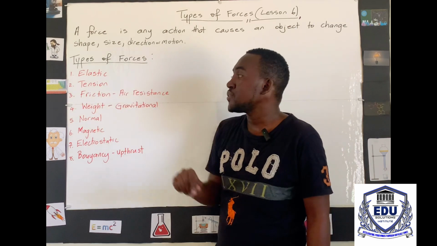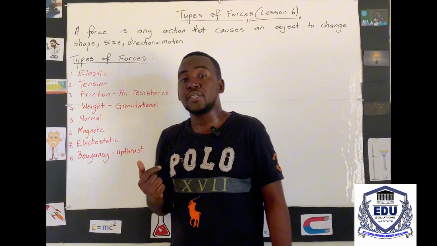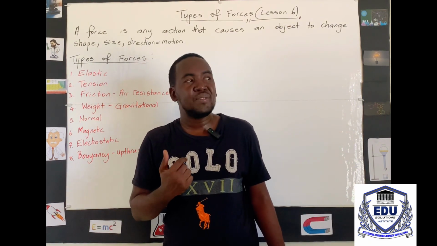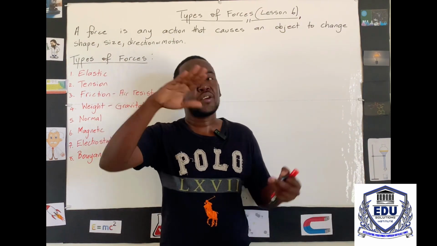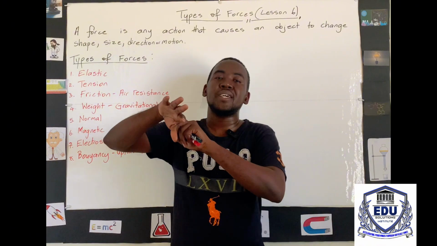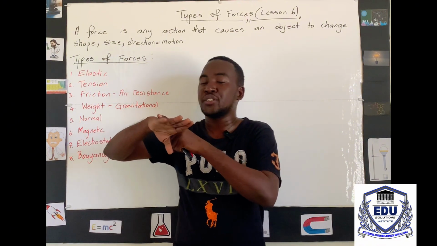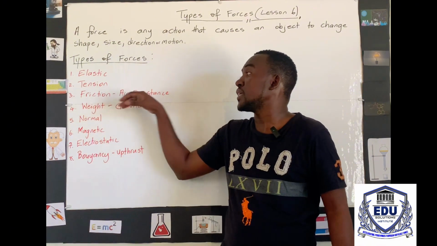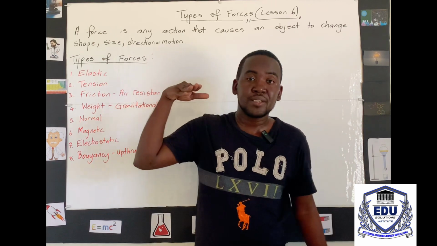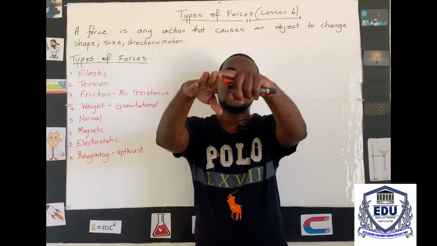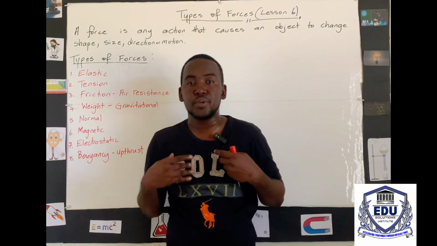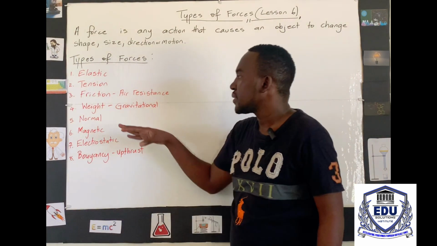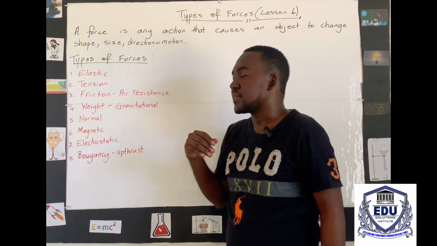A common frictional force is what we call air resistance. As the name suggests, any object that's moving in the air, the air particles will rub on the object, and that will generate a frictional force called air resistance. So if the object is going forward, the air particles are dragging back the object in the opposite direction.